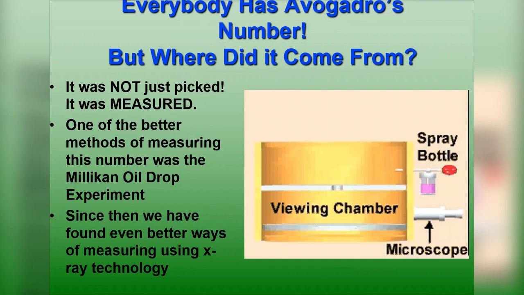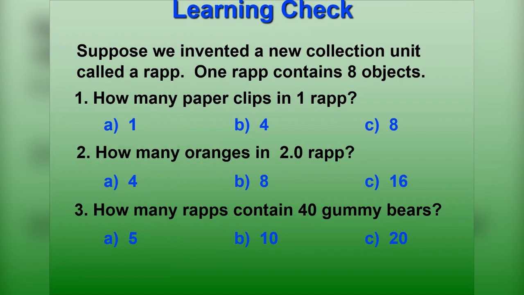Where does this Avogadro's number come from? It was not just picked, it was measured. One of the better methods of measuring this number was the Millikan oil drop experiment. Recall atomic structure, where we talked about the discovery of the electron and proton. Since then we have found even better ways of measuring using X-ray technology. How this number was derived, you can understand if you connect to that lesson, atomic structure.